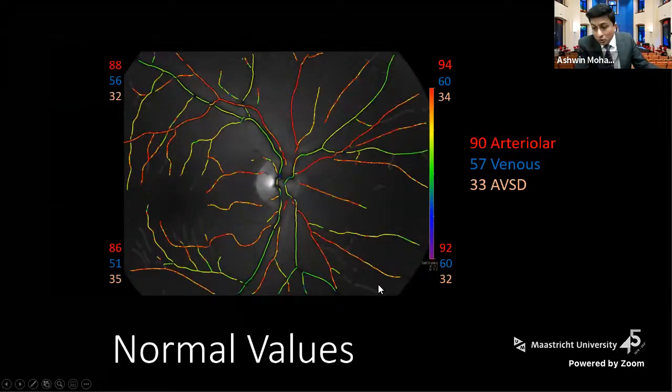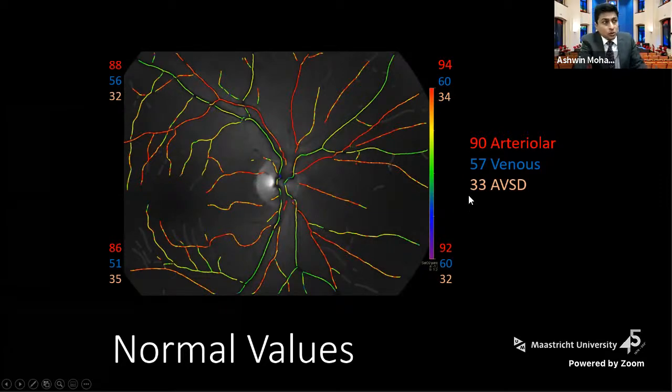We defined what is normal: three important numbers, 90, 57, and 33. Like we said, 90 comes from the heart, 57 goes back to the heart. So we know that 90 minus 57, 33, is what the eye has absorbed. And that is the AVSD, or the arteriovenous saturation difference. Now, this 90, 57, and 33 is the average for the entire eye.